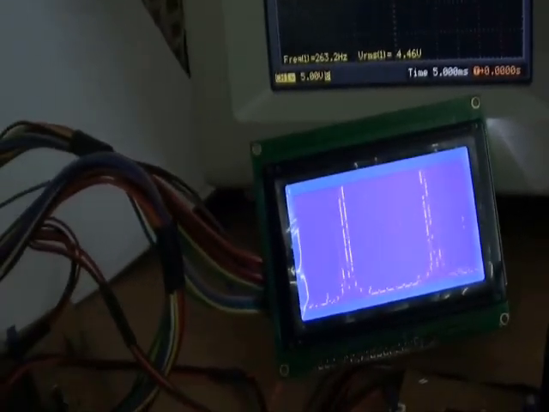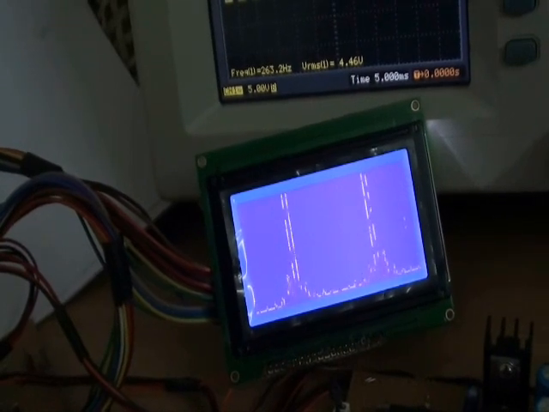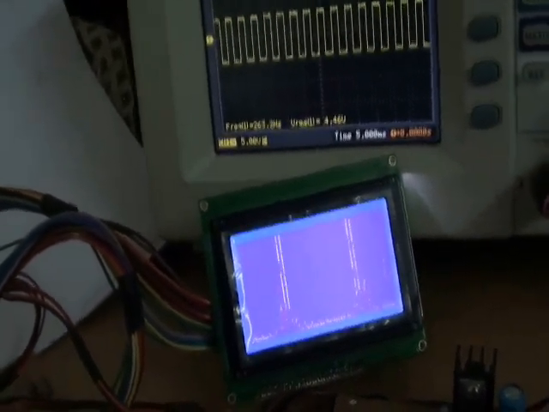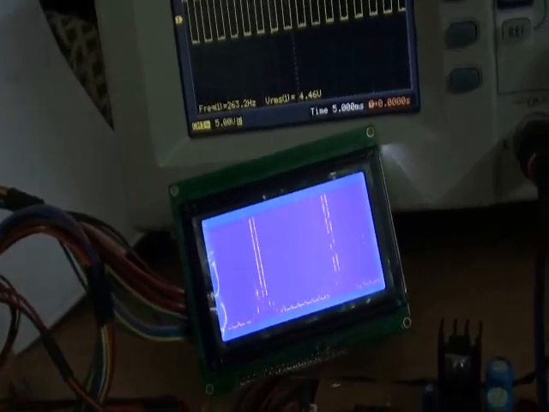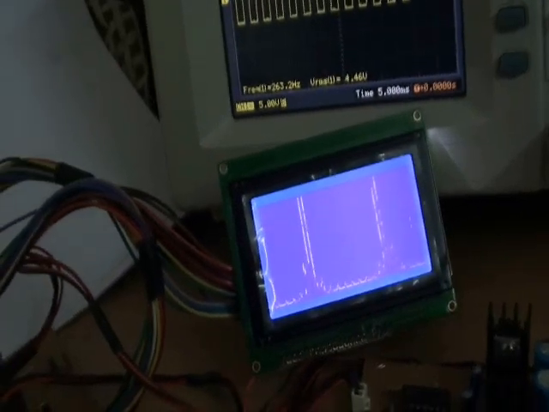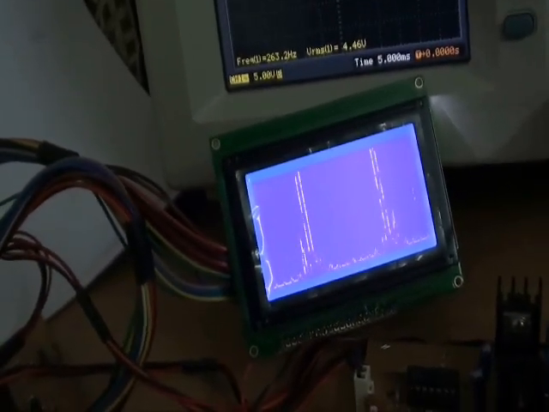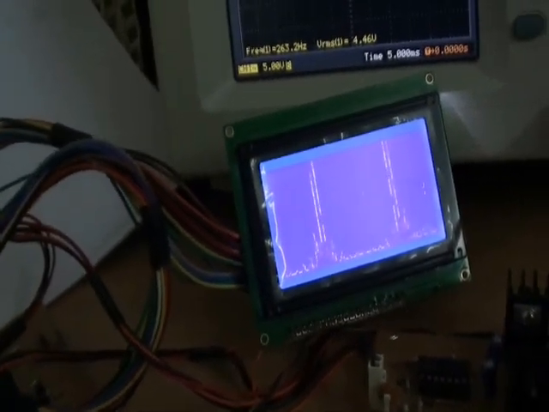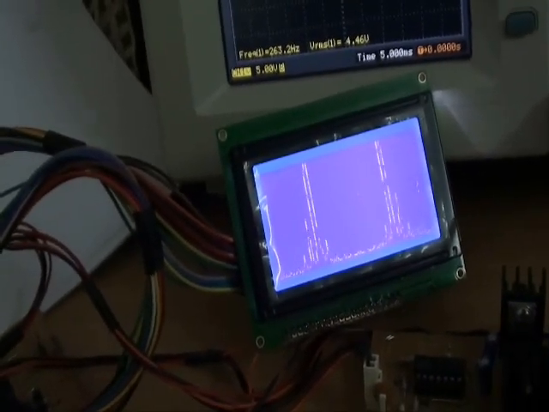But my final application is actually to determine the harmonics of a power system. In India we have a frequency of 50 hertz. So even if I have to measure, say, about the 10th harmonic, I'll have to go to about 500 hertz, which is the maximum that you can actually expect in a power system.